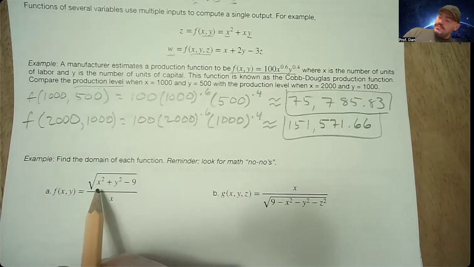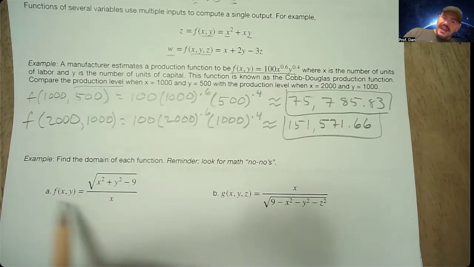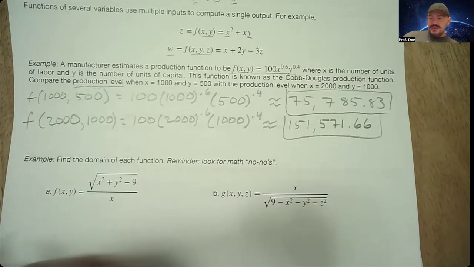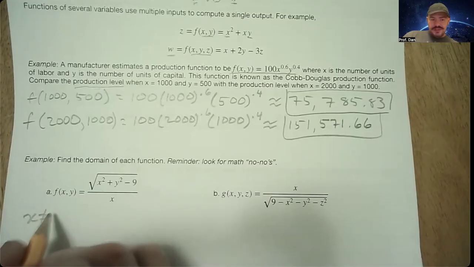So first thing, look at A. I noticed that there's an x in the denominator. Is there a number or a value for x that can never be in the denominator? Hopefully you said 0. So we know that x cannot be equal to 0.